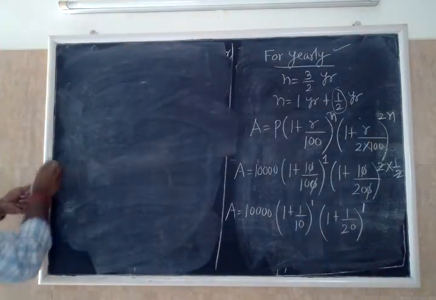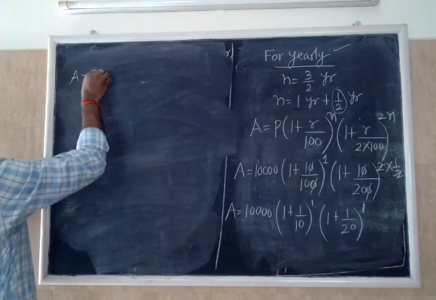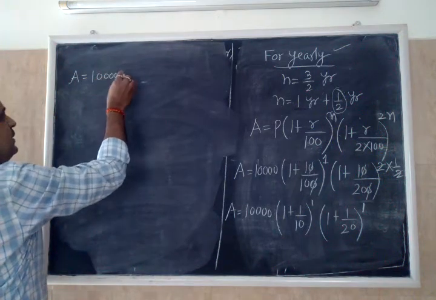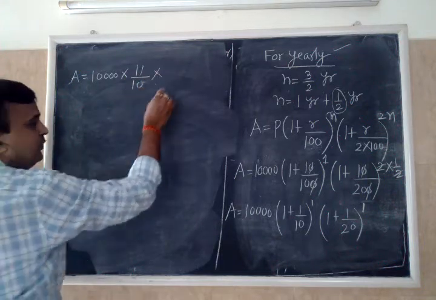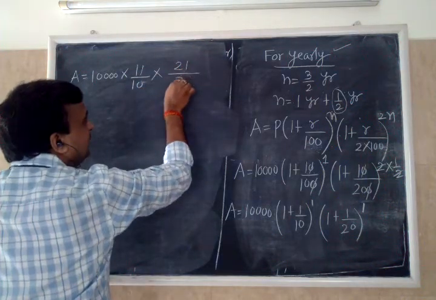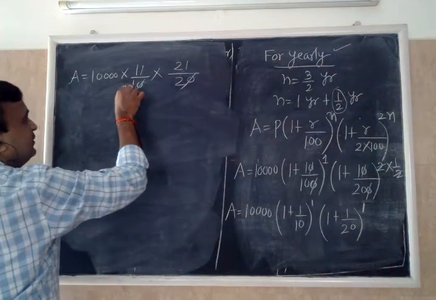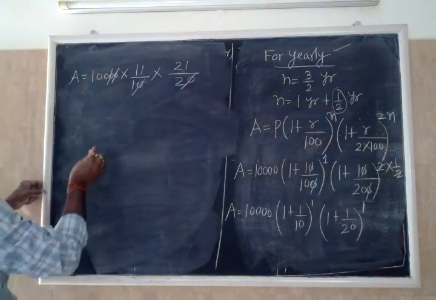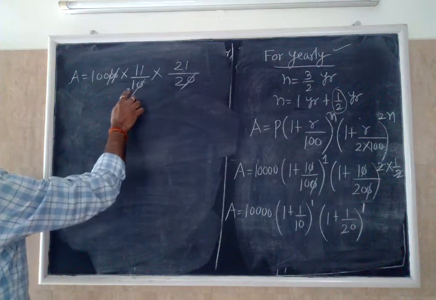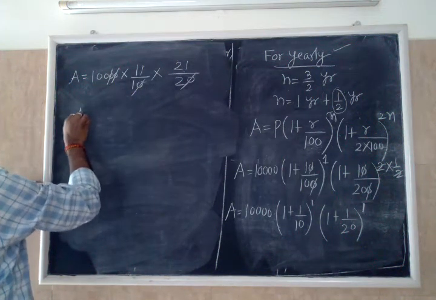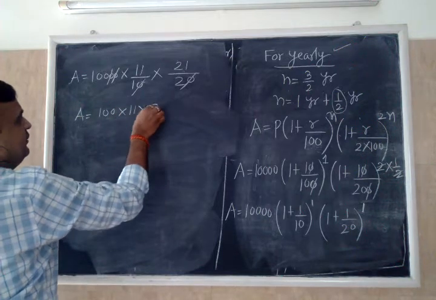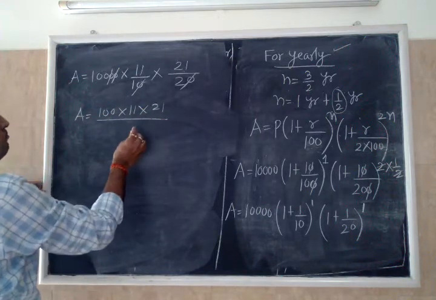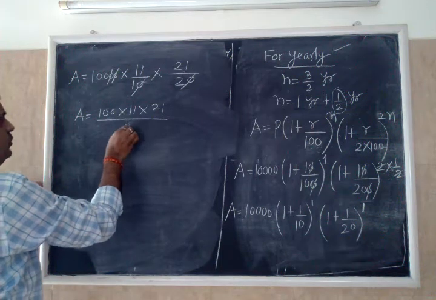So A is equal to 10,000 into 11 upon 10 into 21 upon 20. The 0s get cancelled. Then 2 1s are 2. So A is equal to 100 into 11 into 21 upon 2 into 1, that is 50.